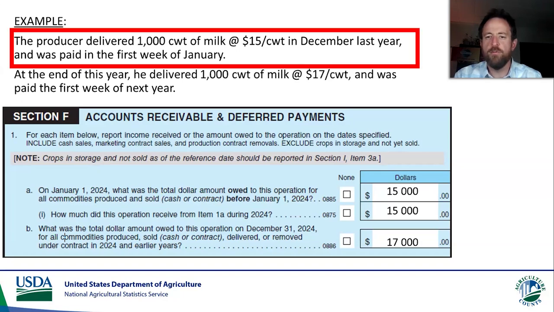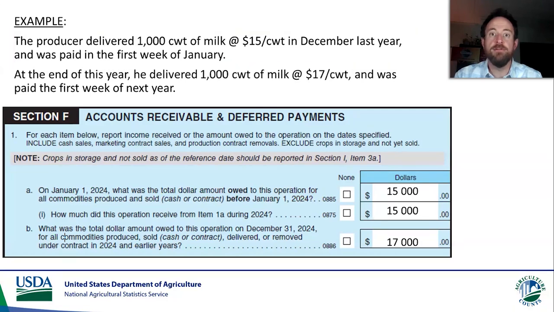The producer delivered 1,000 hundredweight of milk at $15 per hundredweight in late December last year and was paid in the first week of January. So he was owed $15,000 on January 1st for milk already sold or delivered. Record that in item 1A. Next, out of the $15,000 he was owed at the beginning of the year, how much was paid back to him during the year? In this case, the whole $15,000. So record $15,000 in the subset question.